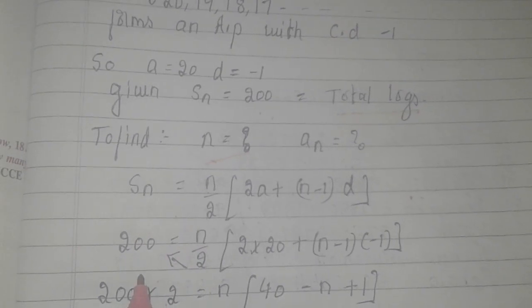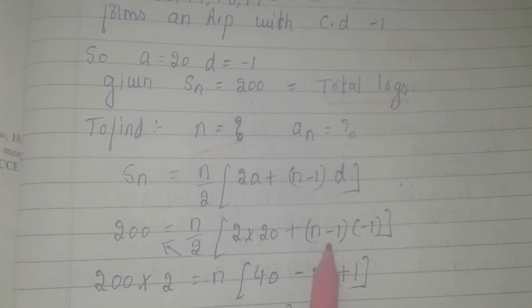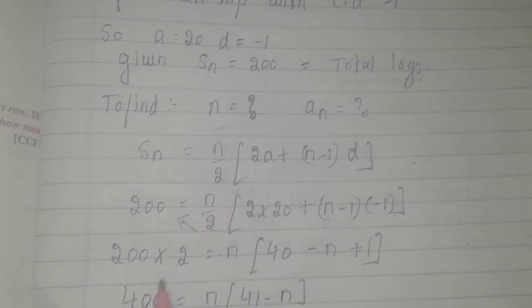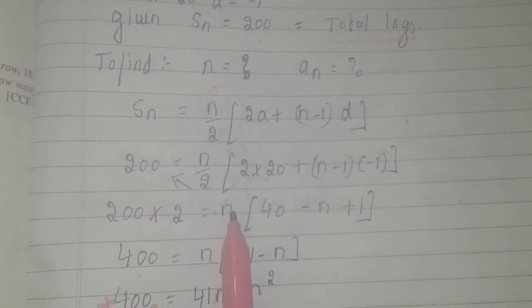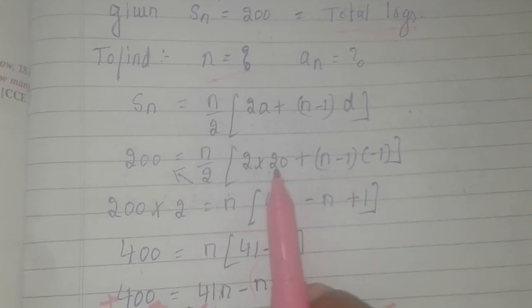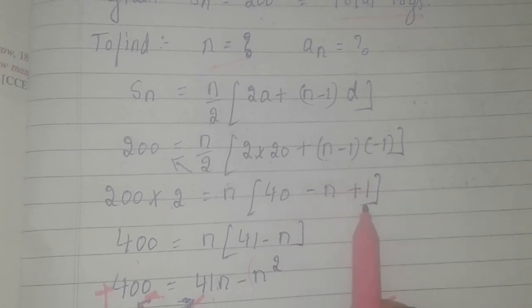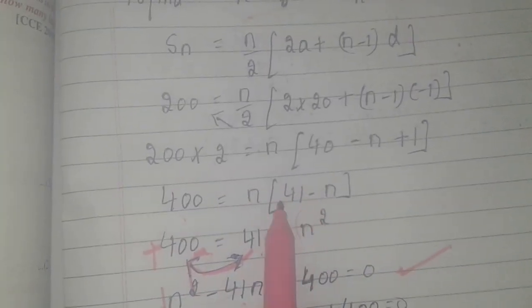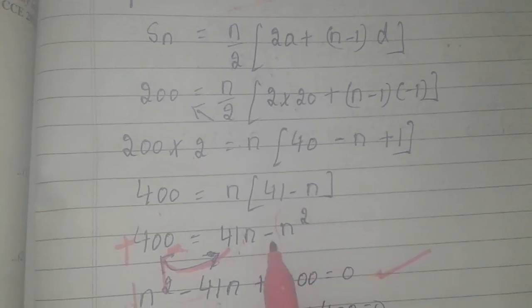So Sn we know 200 equals n by 2 into 2 into 20 plus n minus 1 into minus 1. Here n is unknown, so I am finding n. Send this 2 to the left side. 200 into 2 is 400. Keep n outside the bracket. Simplify the bracket. 2 20s are 40, plus minus into minus is plus 1. 40 plus 1 is 41 minus n. Multiply this bracket with n. So you get 41 into n is 41n minus n into n is n square.